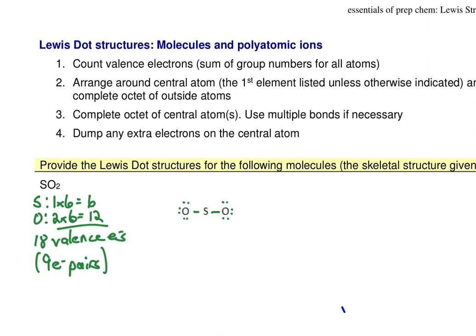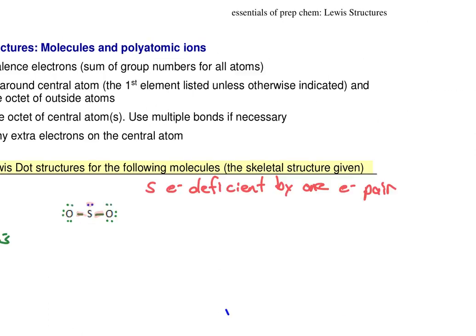We can place the one remaining pair on sulfur as a lone pair, but we see that it's still electron deficient. Currently it has 2, 4, 6 valence electrons. It's electron deficient by 1 electron pair.